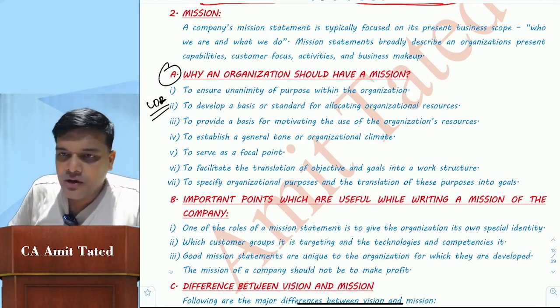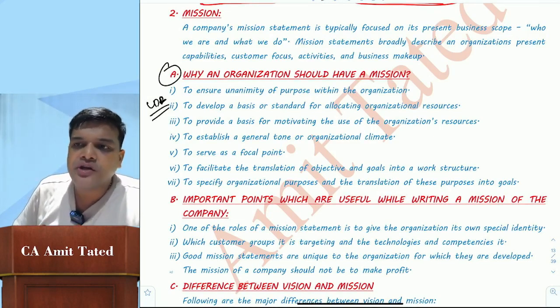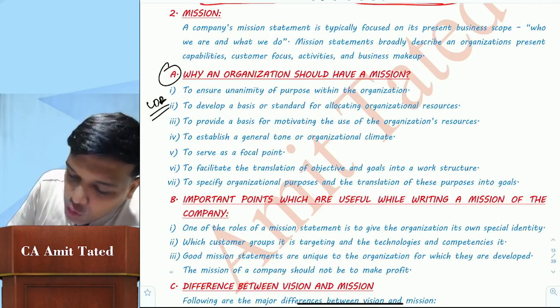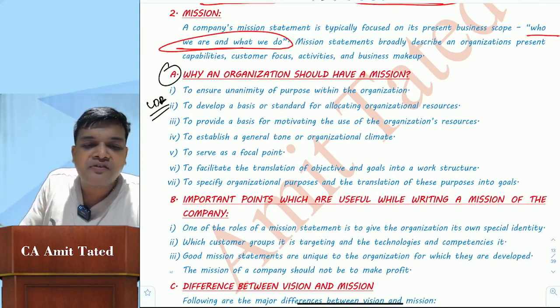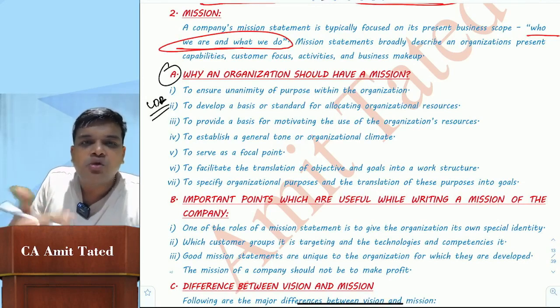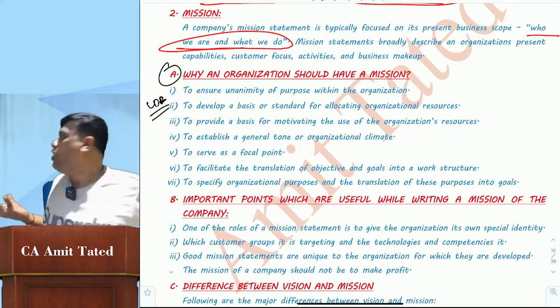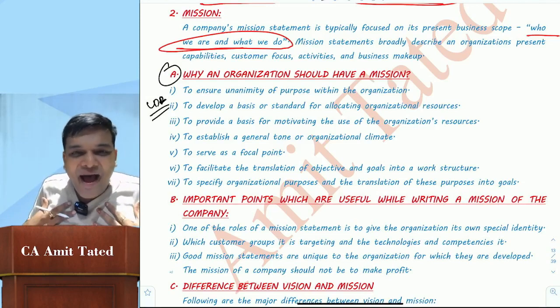Okay, so now we are going on the mission concept. Now what is mission? Mission means, okay, who we are and what we do. Don't ask literally this question. Okay, who we are.